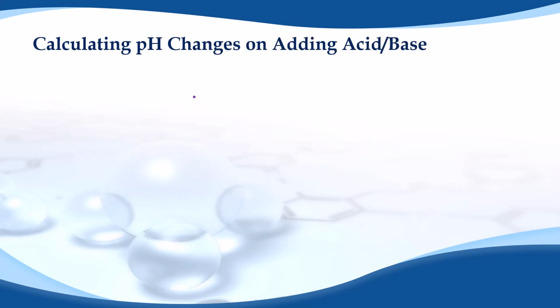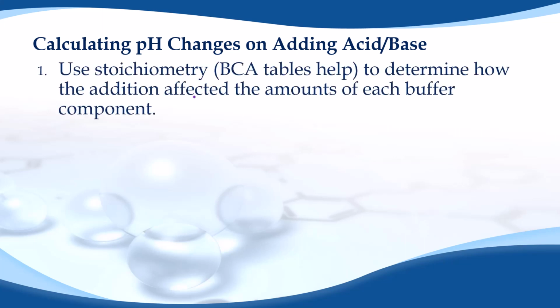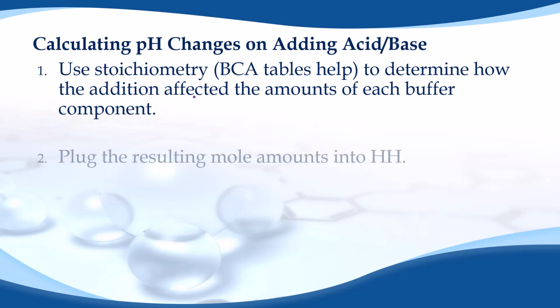And then the last thing, I'm going to very briefly cover this, but calculating a pH change based on adding an acid or a base to a buffer, this isn't that bad. What you do is you just use stoichiometry to figure out how much of your acid and base are left over. Right? You can generally use BCA tables like ICE tables, except they're going to use moles instead. These will generally be useful to help you figure that out. And then once you figure out how many moles of acid and base you have after the reaction, you can then plug it back into Henderson-Hasselbalch and get the pH of your buffer at that point.